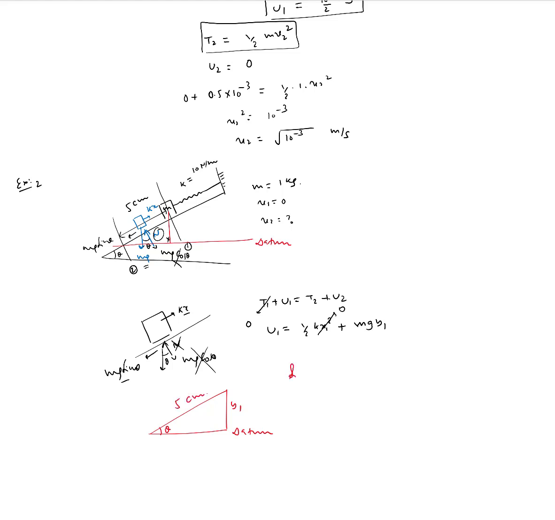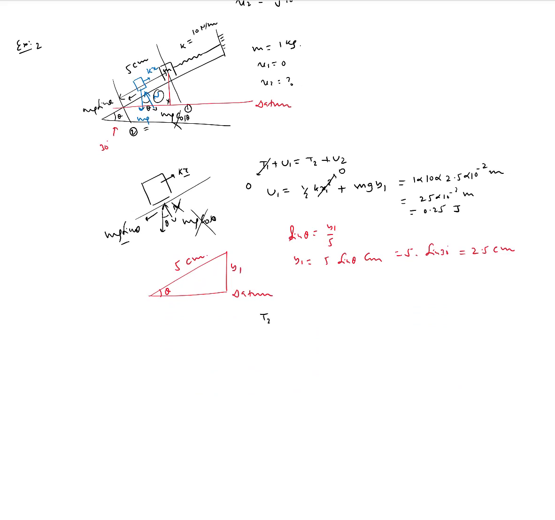It's because sine theta is equal to y1 over 5 centimeters. So y1 is 5 sine theta in centimeters. Let's say theta is given to us as 30 degrees. So this would be 5 sine 30, which is 1/2, so that's 2.5 centimeters. So this would be equal to 1 times g, let's say 10, times y1, which is 2.5 into 10 power minus 2 meters, so that's 25 into 10 power minus 2, or this is 0.25 joules. That's the U1.